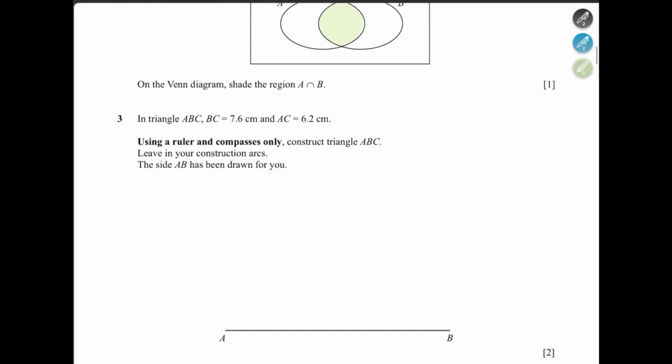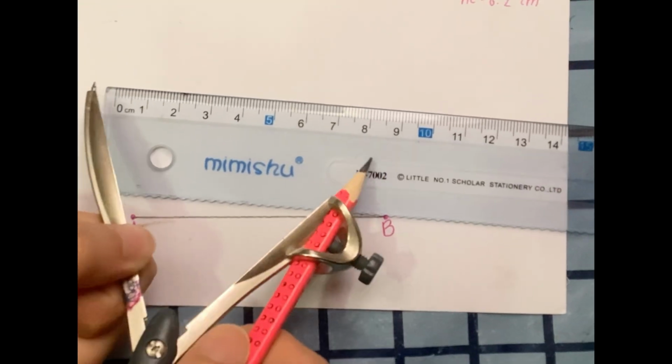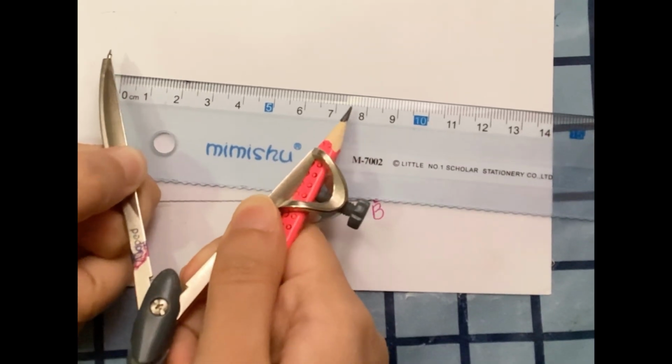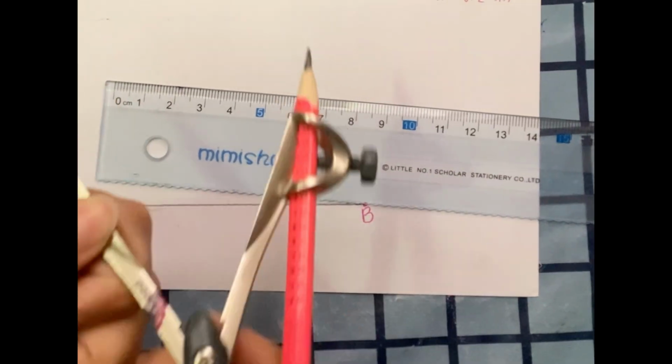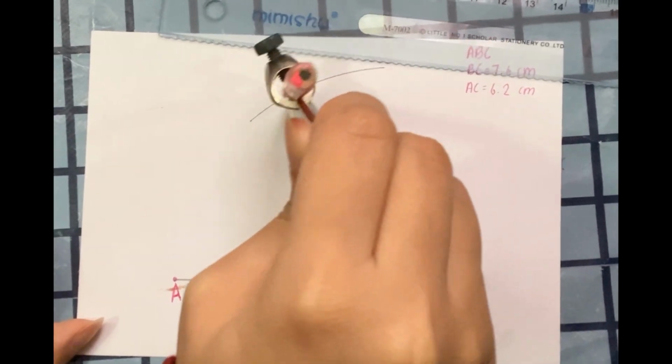Next, question number 3. In the triangle ABC, BC is 7.6 and AC is 6.2. Using a ruler and a compass only, construct triangle ABC. Leave in your construction arcs. The side AB has been drawn for you. So we know BC is 7.6. Therefore, using a compass, we have to measure 7.6 just like shown here. Now we'll put this tip here and we'll draw an arc.